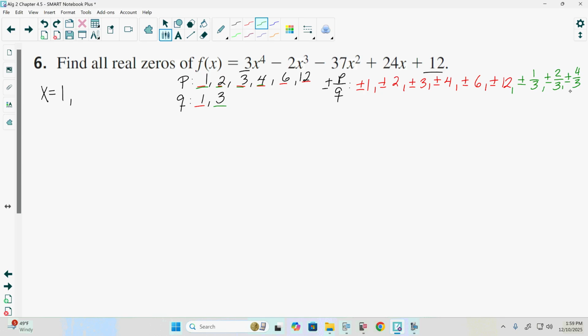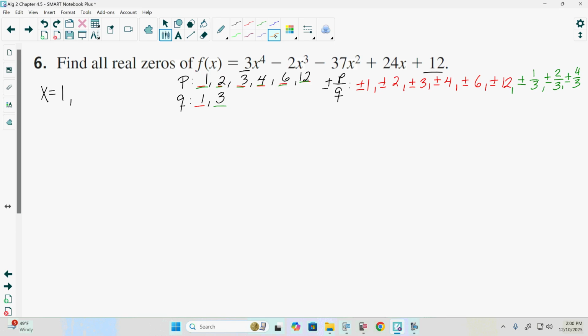Hopefully we don't have any more because I'm running out of room. 6 over 3 is what? 2, we have it. 12 over 3 is 4, we already have it. So those are fine. Now we do have a good number of solutions here, 18 with the positive and negative.